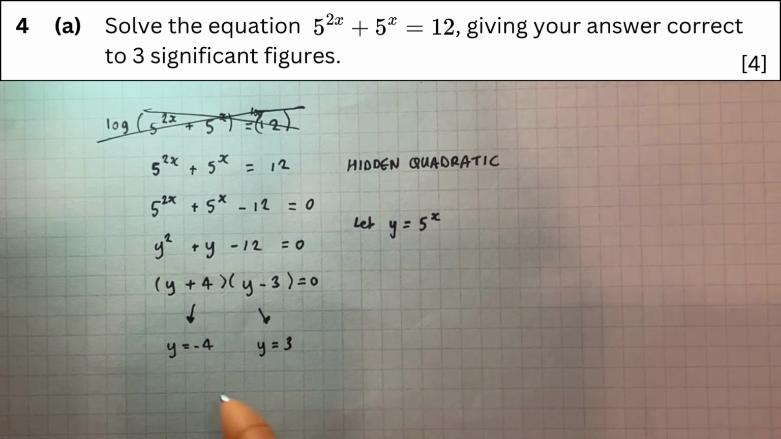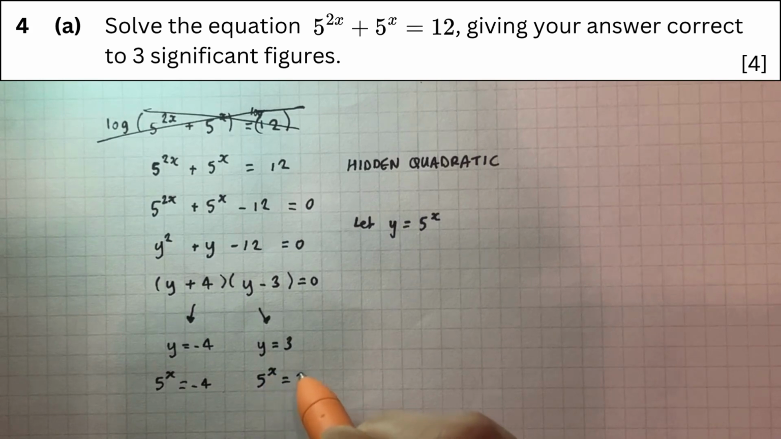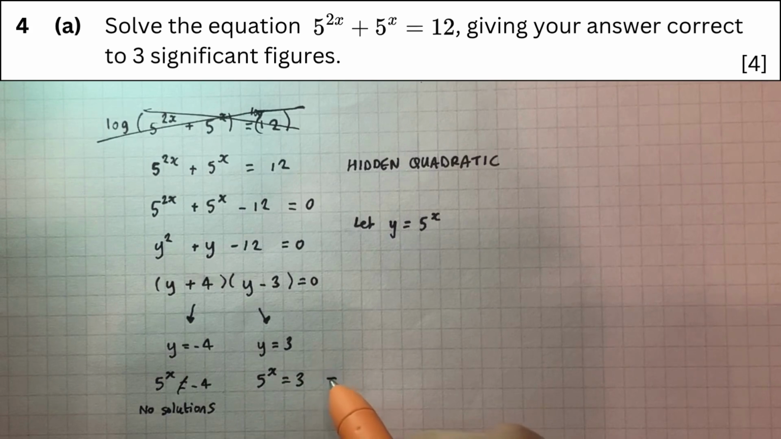But we're not done there. This is y, and we want x. So it tells us that 5 to the x is equal to minus 4, or 5 to the x is equal to 3. But 5 to the x cannot equal minus 4. That's because 5 to the x as an exponential can never be negative, so this has no solutions. 5 to the x equals 3 is okay.